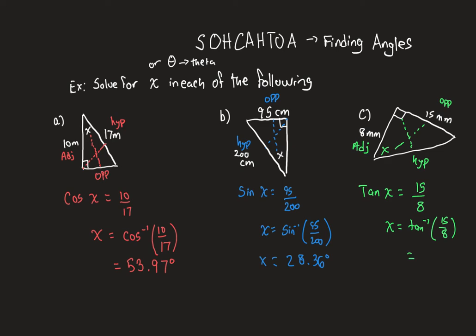And that should give me 61.93 degrees. And that's how you find angles. It's pretty straightforward once you understand the steps behind it.